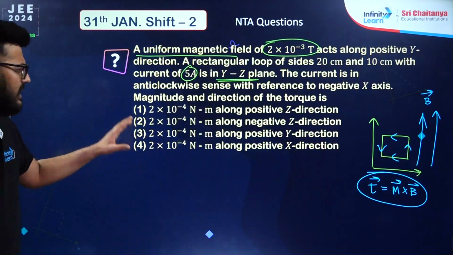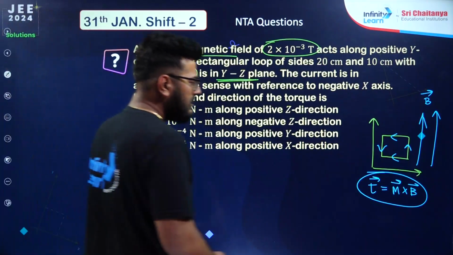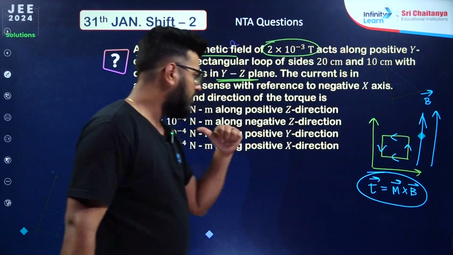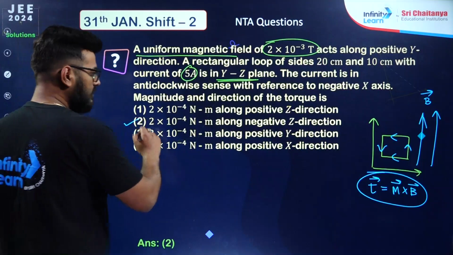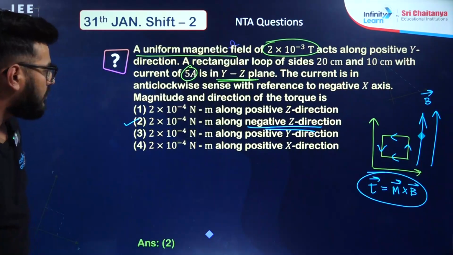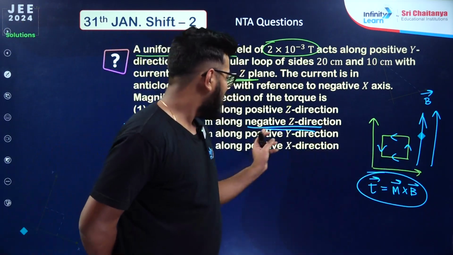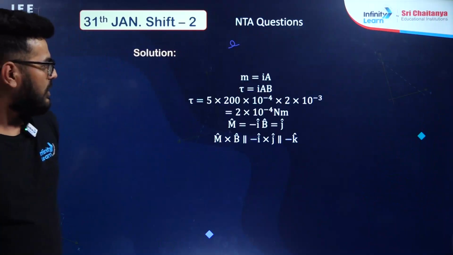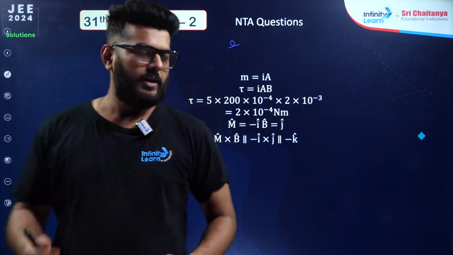Now you can very easily find the answer based on that formulation, and the direction also you can determine. The m vector is over here, B is over here. Obviously the torque is going to be along the negative z axis, and based on that, option number 2 is the correct answer. So negative z direction, and the magnitude is going to be 2 into 10 raised to the power minus 4. This question was not about calculating or knowing the formula. If you are able to determine the direction, then you can very easily find the answer. It was majorly based upon your diagram analysis.